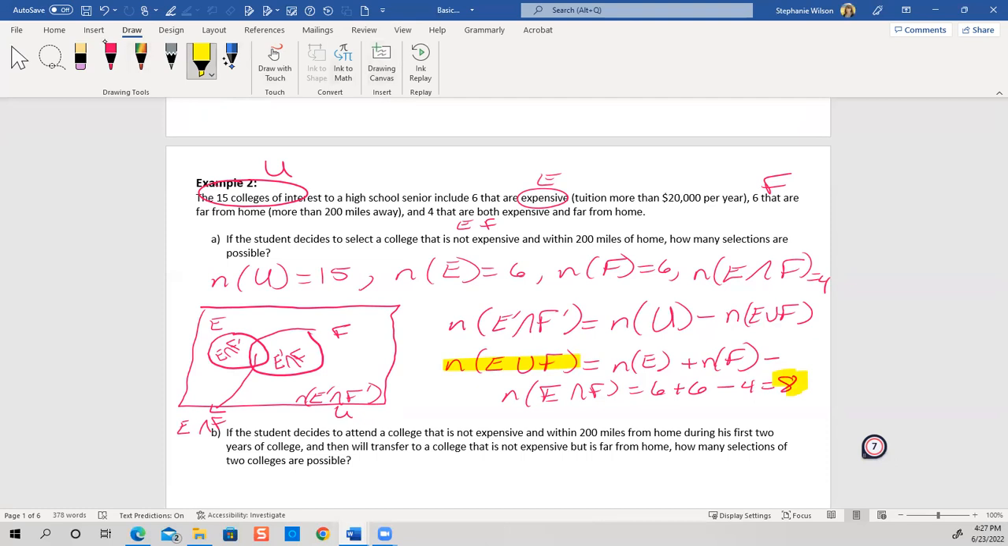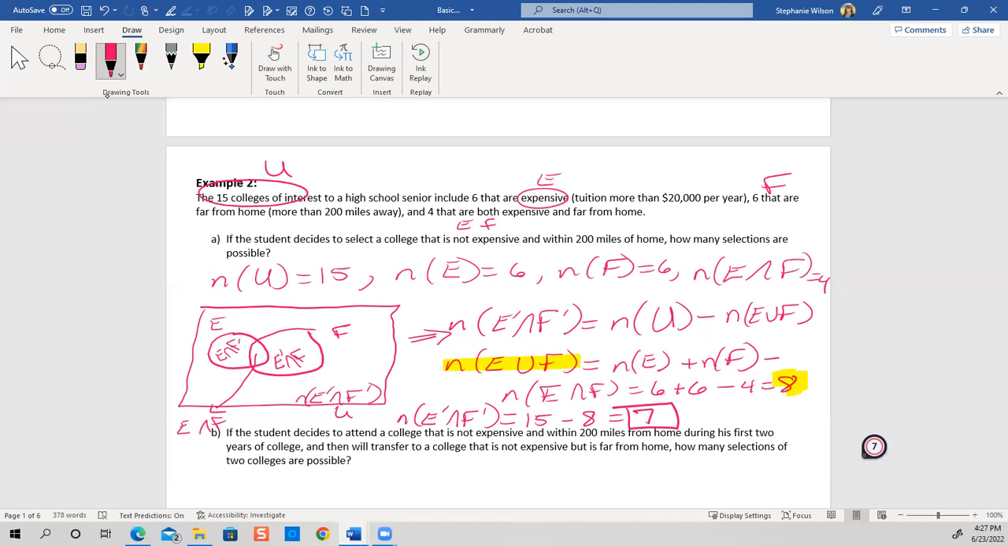So what I'm going to do now is we're going to find the prime, right? To find that prime, we're going back to this formula right here. So to find the number of elements in E prime intersect F prime, my U, which is 15, minus my E union F, right there, is 8. So my answer is 7.